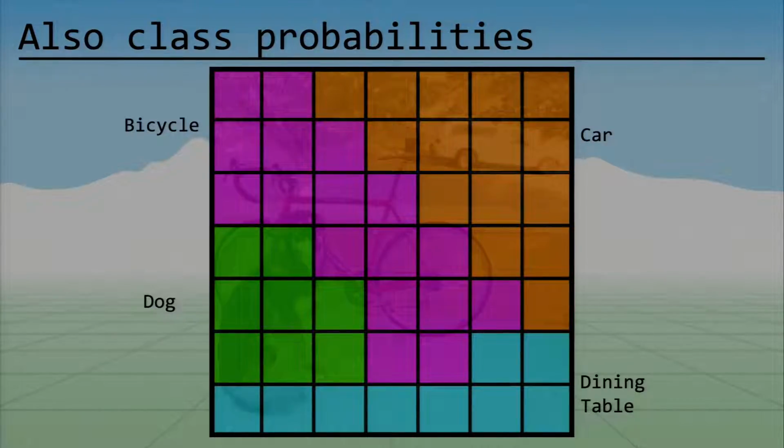But what this prediction is going to be is basically, if this grid cell is predicting a bounding box, and if there is an object in that bounding box, what is the class of that object? So it's basically this conditional probability of, what's the probability of car given object? What's the probability of bicycle given object? Dog given object, et cetera.